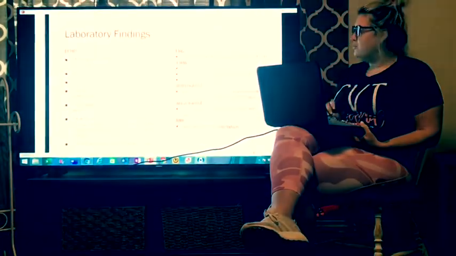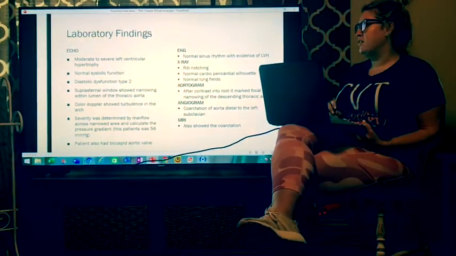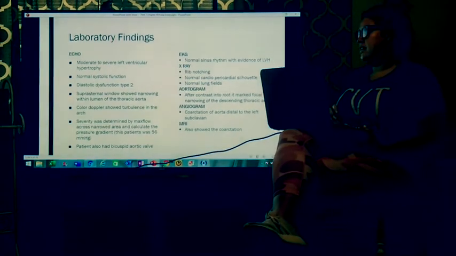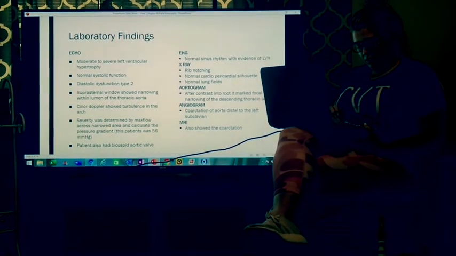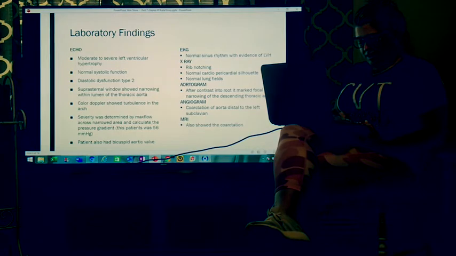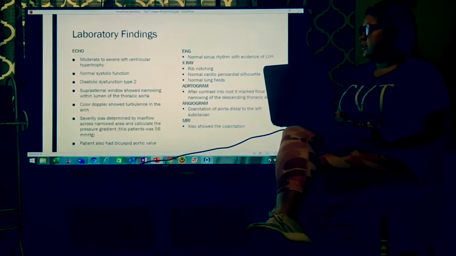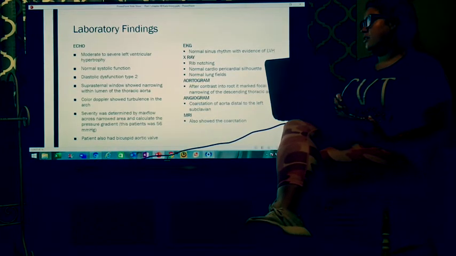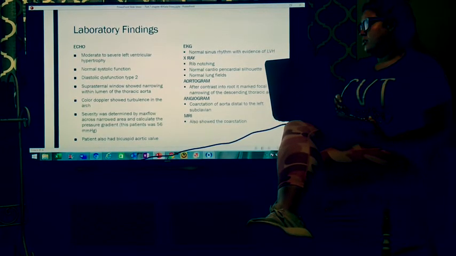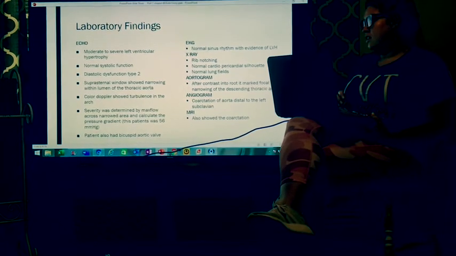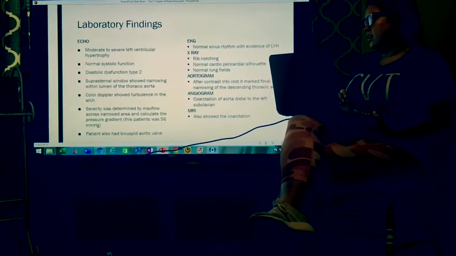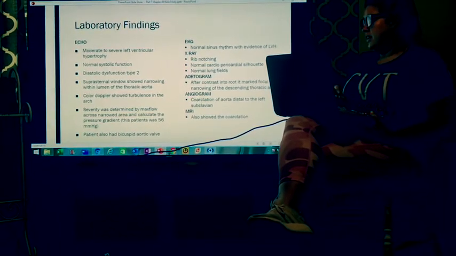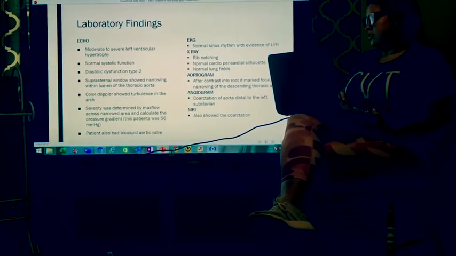And then the laboratory findings on the echo: he had moderate to severe left ventricular hypertrophy. He had normal systolic function. He had diastolic dysfunction type 2, which is increased stiffness of the LV and elevated left atrial pressure. The suprasternal windows showed narrowing of the lumen of the thoracic aorta. The color Doppler showed turbulence in the arch. Severity was determined by the max flow across the narrowed area, and then calculating the pressure gradient. This patient was 56 millimeters of mercury, and anything over 20 is considered for surgery.